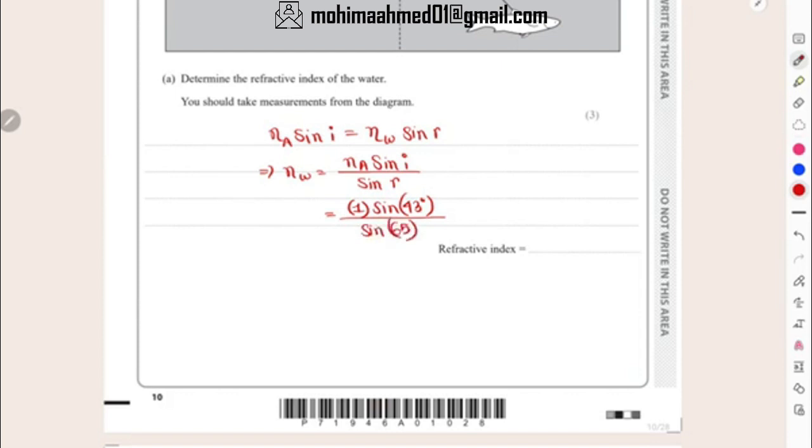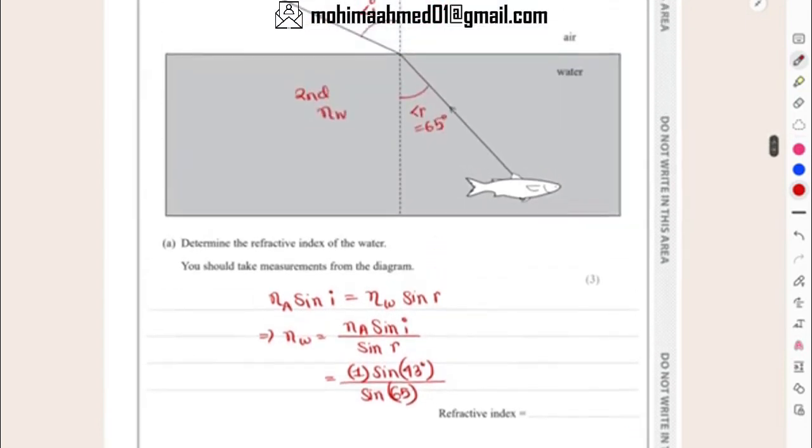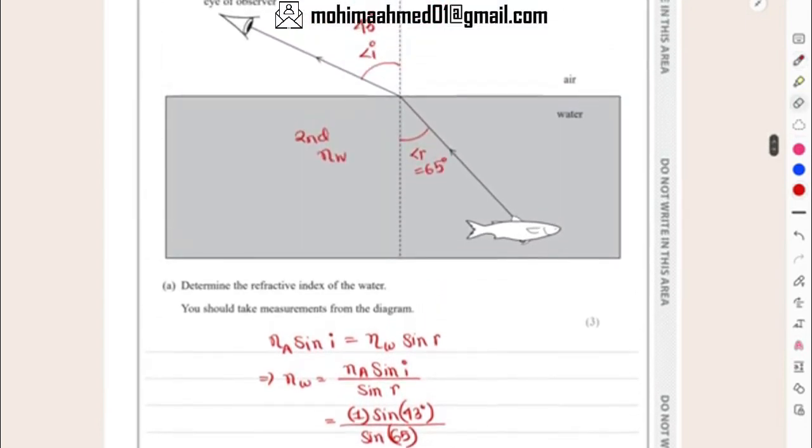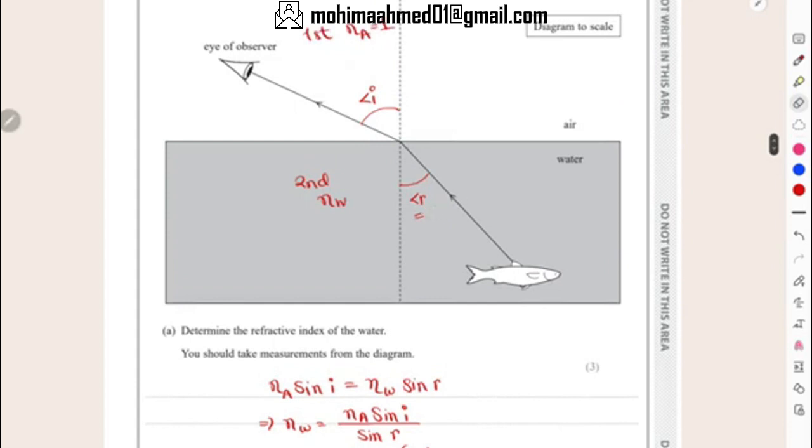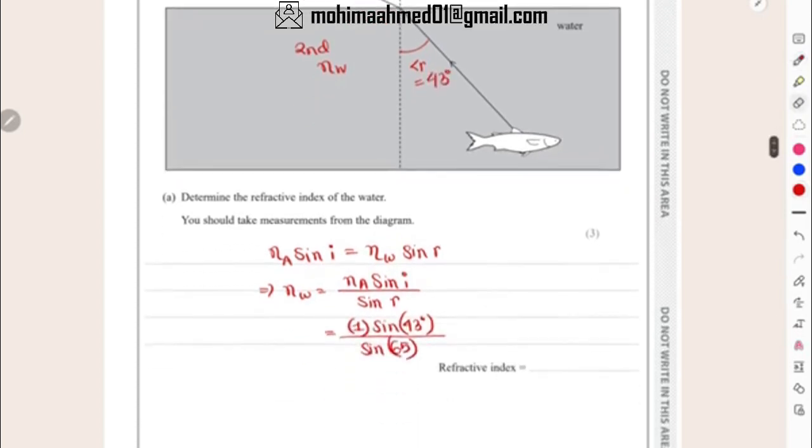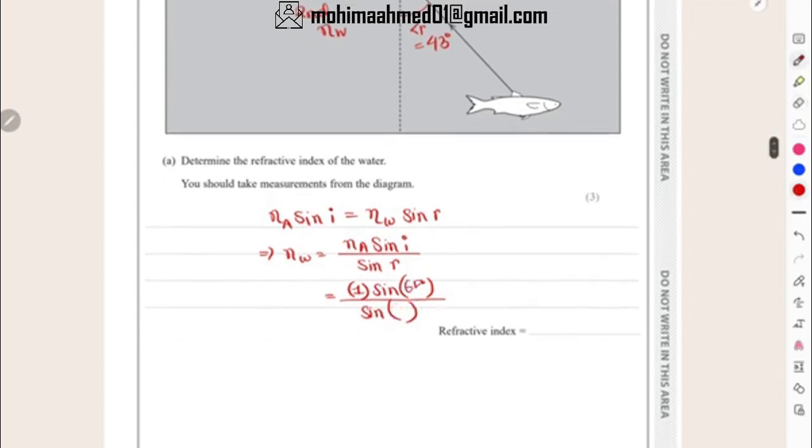So if you just use a calculator for this, you're supposed to get the value for your refractive index. So you get your values to be, sorry, I actually made a mistake while reading the mark scheme. This was 43 and this was 65, right? Sorry. The angle of incidence was 65 and this was 43 degrees. Really sorry. So we just have to change the values. Over here it will be 65 and over here it will be 43 degrees.